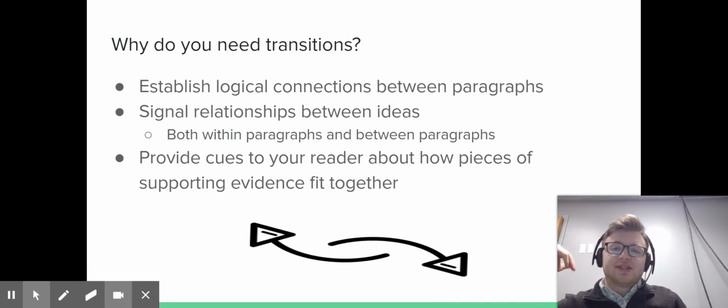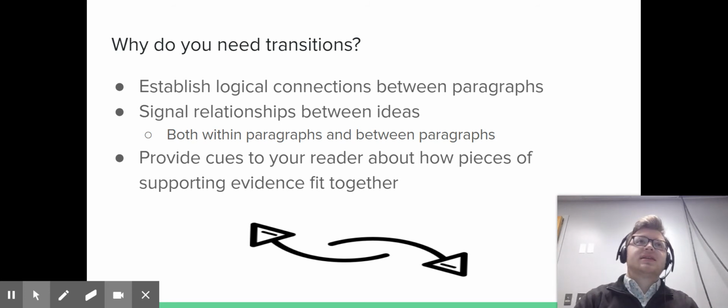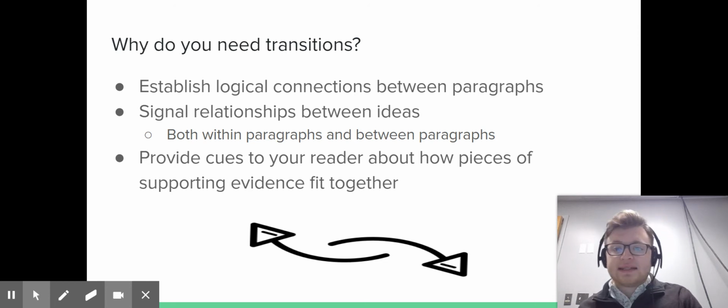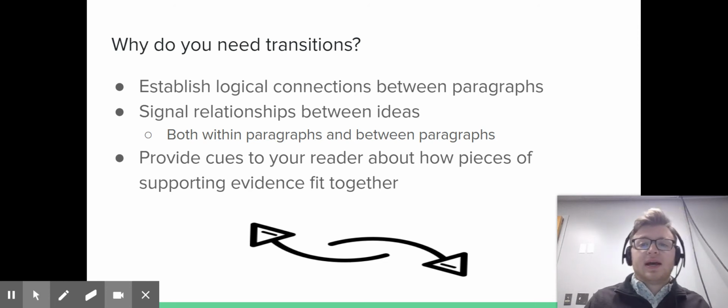Well, transitions establish logical connections between paragraphs. Transitions can be a great way at the end of a paragraph. Conclusions are sometimes the hardest things to write. At the end of a paragraph, instead of thinking about a way to summarize the whole paragraph, think about a way to transition to the next idea. Think about a way in which that idea can bring you into the next one.